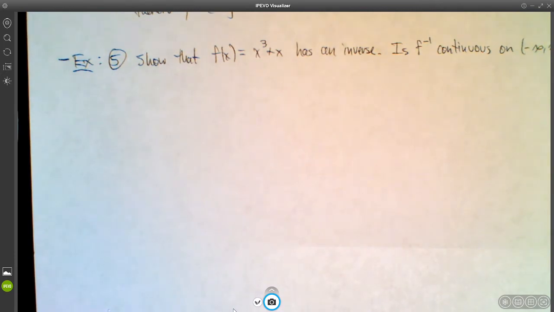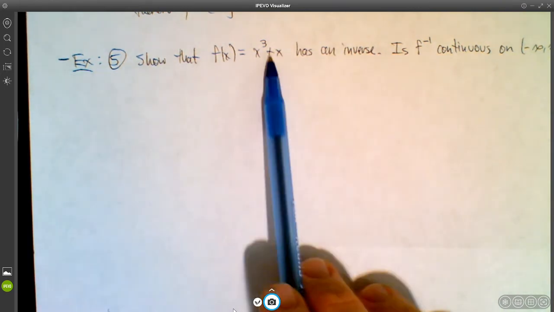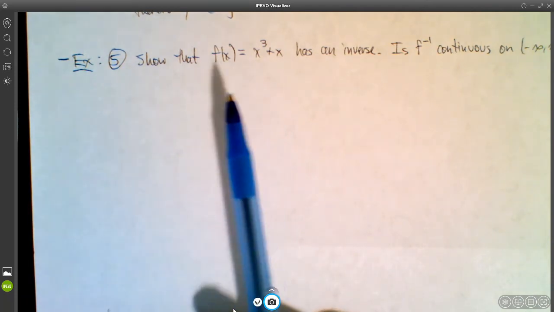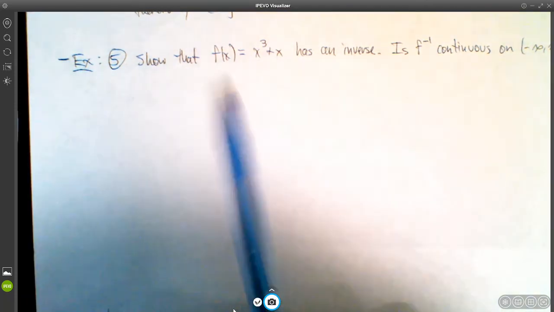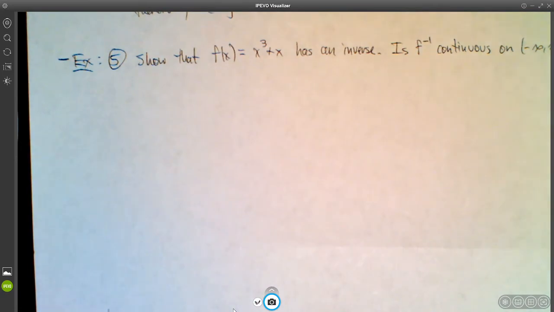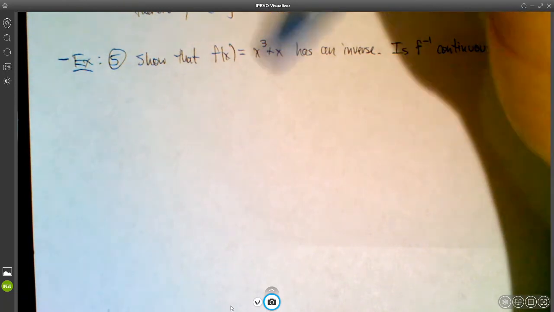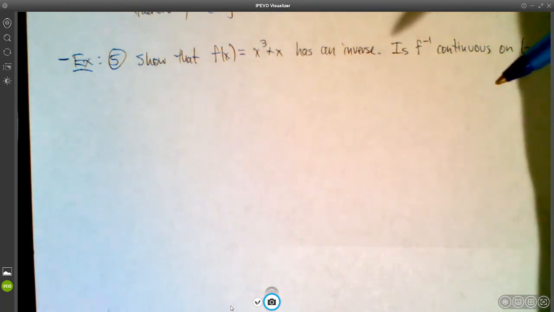So you could think back to your pre-calculus days and how we graph polynomial functions like this. Or you could open up a graphing calculator like Desmos or something, and look at the graph. But assuming that you didn't have access to a graphing calculator, to show that this has an inverse, one thing we could do is to reason out that this thing is going to be strictly increasing.